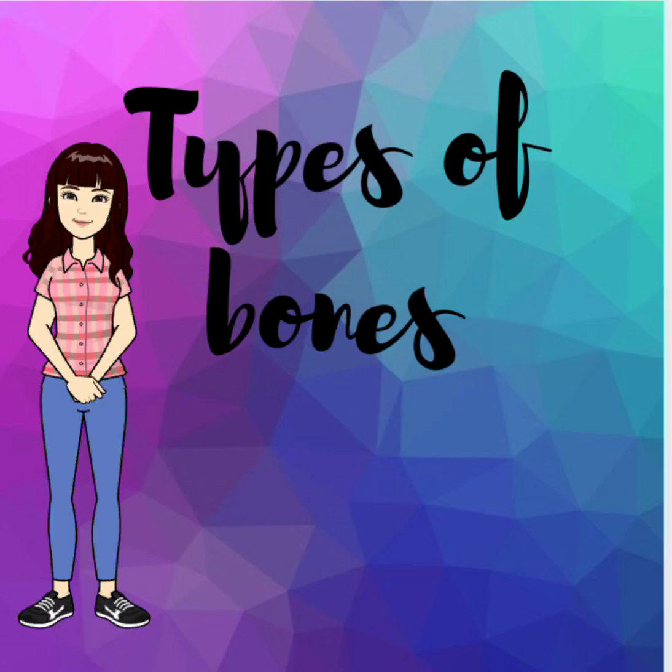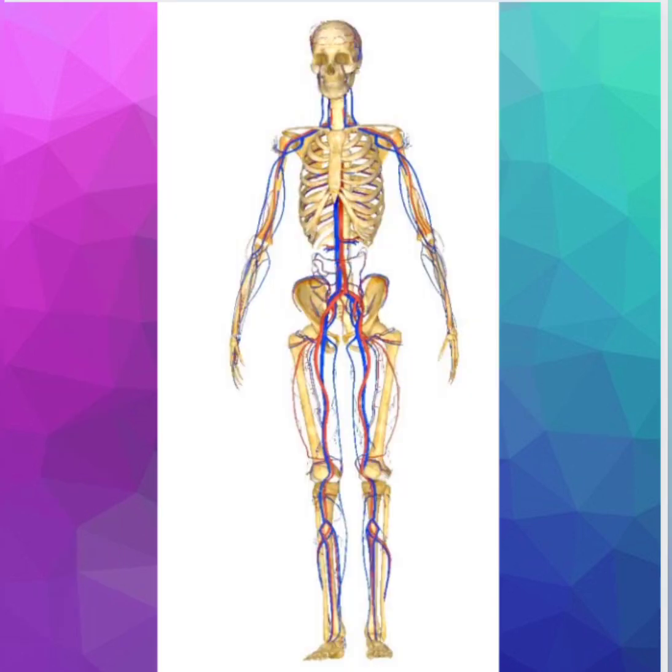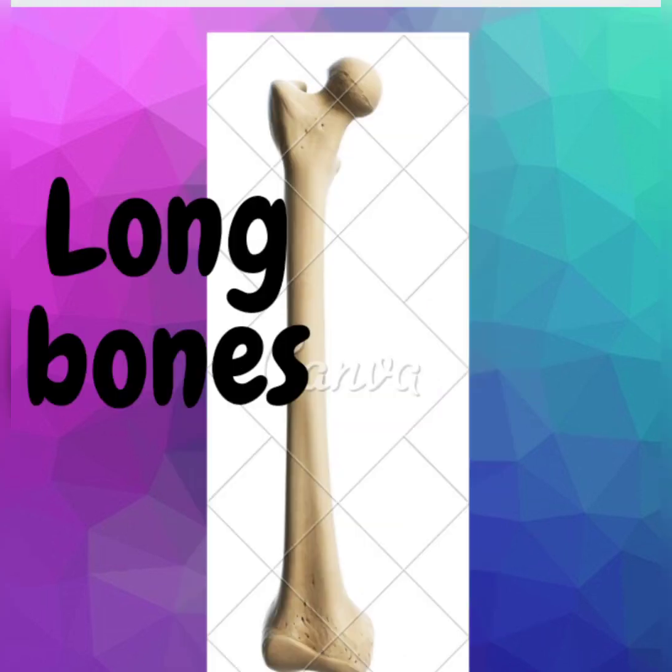Now, let's move on to the next topic, that is types of bones. Bones have different shapes and sizes depending on their functions. There are 5 kinds of bones in the human skeleton. Long bones. These bones are longer than they are wide and are found in the arms, hands, legs, and feet. They support the body's weight and allow it to move.